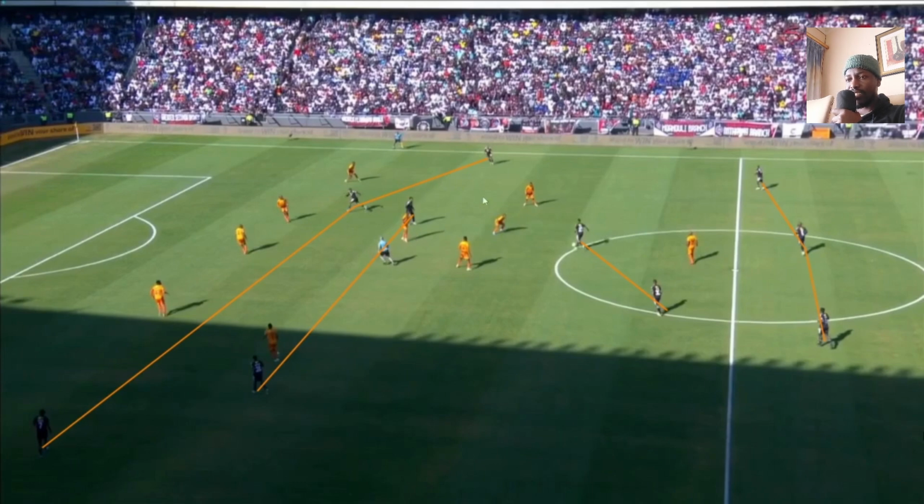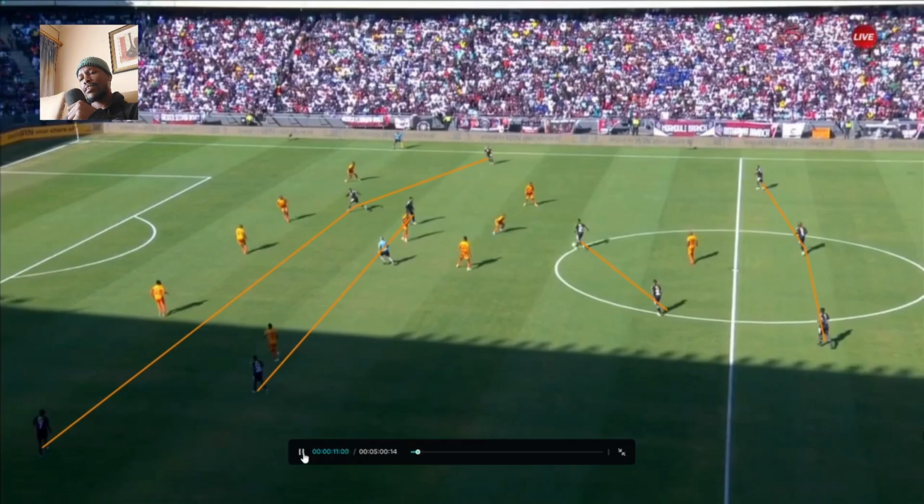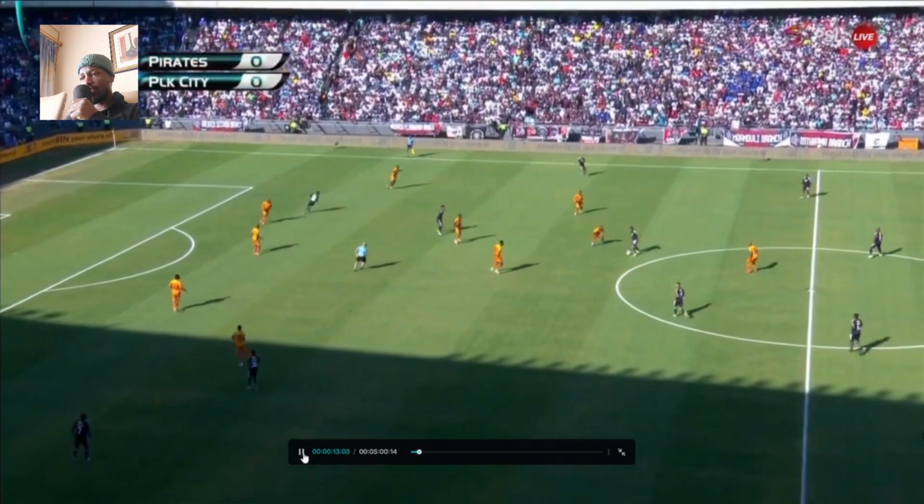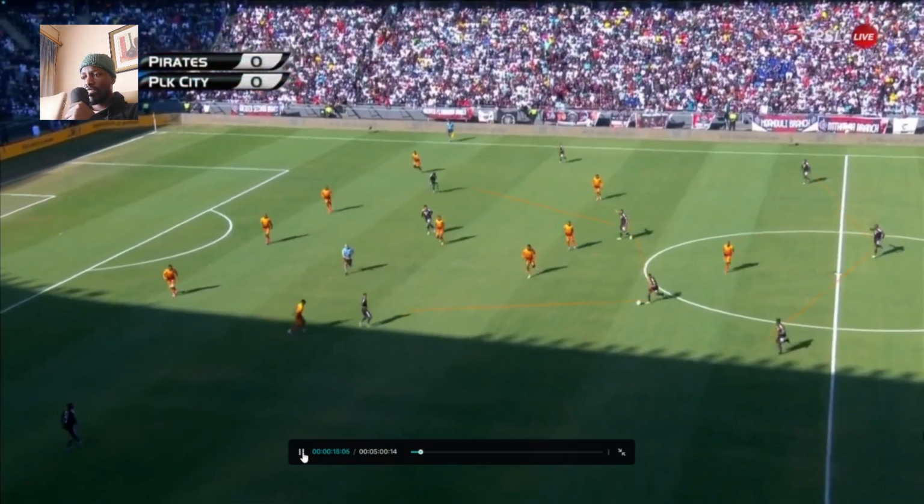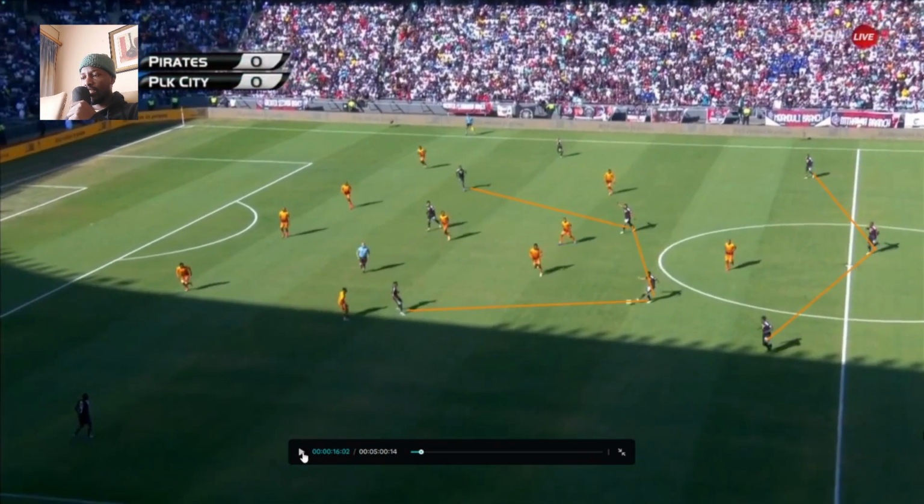As I said, there's an overload on the right-hand side, which is Tito and Appollis, who's hugging the touchline, stretching the defense as well. So we're going to continue now to see how the team progresses through the game. As we can see, the 3-2 structure is still there at the moment.